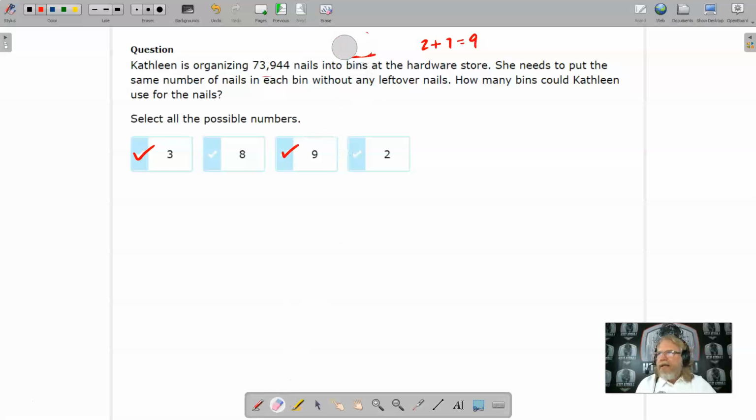How about 8? Well, it is an even number. If it were an odd number, we wouldn't even have to check it. We just know, okay, that doesn't work. I can't count by 8s and get to any odd numbers. But 8, we're going to look at the last 3 numbers, so 944.